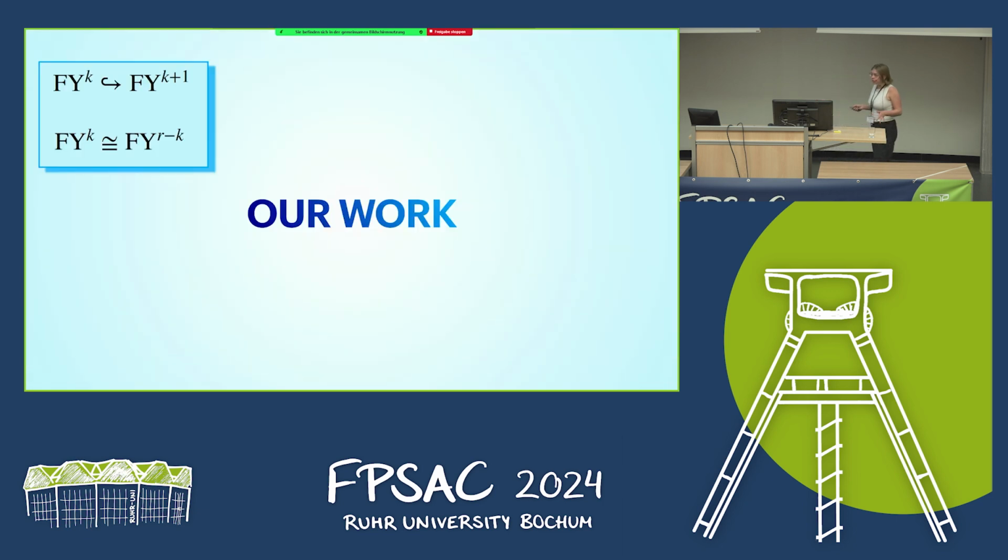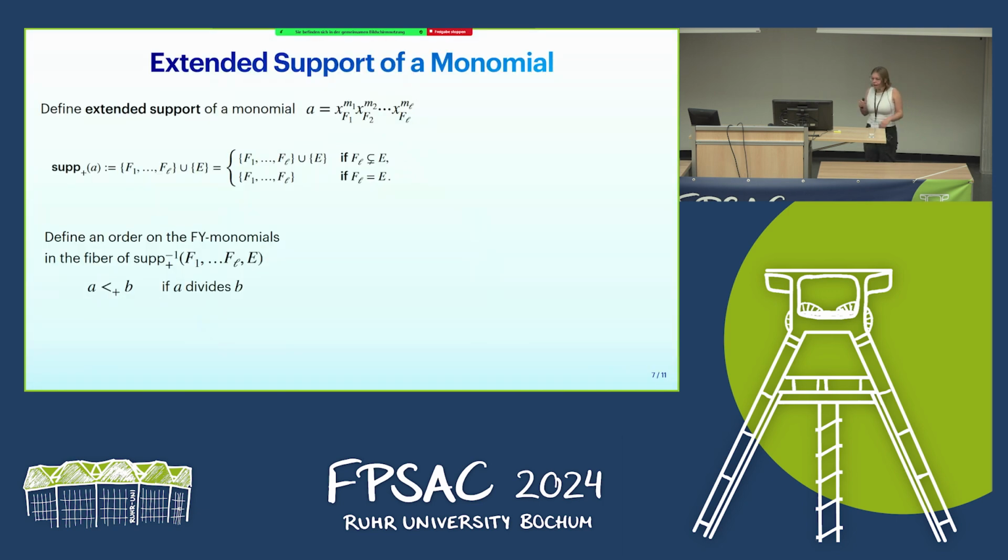So now let's get into our work and let's find these maps. Since I want to map things equivariantly, I want to map things to things that have the same stabilizer. So I want them to be independent of the group action. So I'm going to define this extended support of a monomial where I just take the support and I add in the ground set, because acting on the ground set will not affect my stabilizer, right?